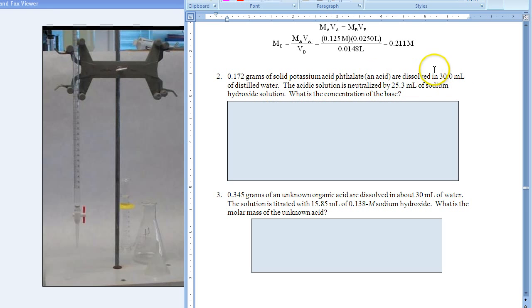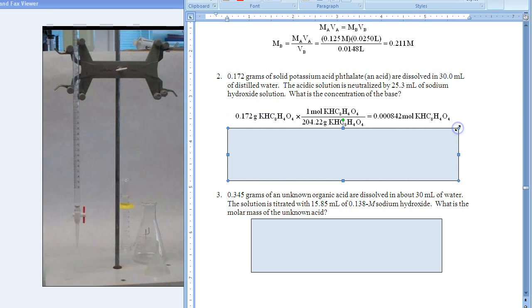The 30 milliliter number here is really a red herring. It's not used in our calculation at all. It was simply the volume of water we used to dilute the solid acid. Okay? What's really important here is how many moles of potassium acid phthalate were used.